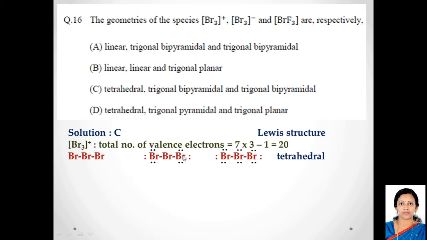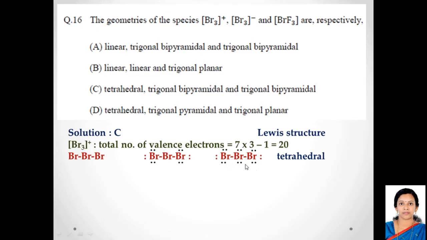So 8 plus 8, together we have 16 valence electrons which have been used, and the remaining 4 valence electrons are put on to the central bromine atom. The remaining electrons always go on the central atom. So we put the remaining 2 lone pairs, basically 4 electrons, on the central bromine atom.